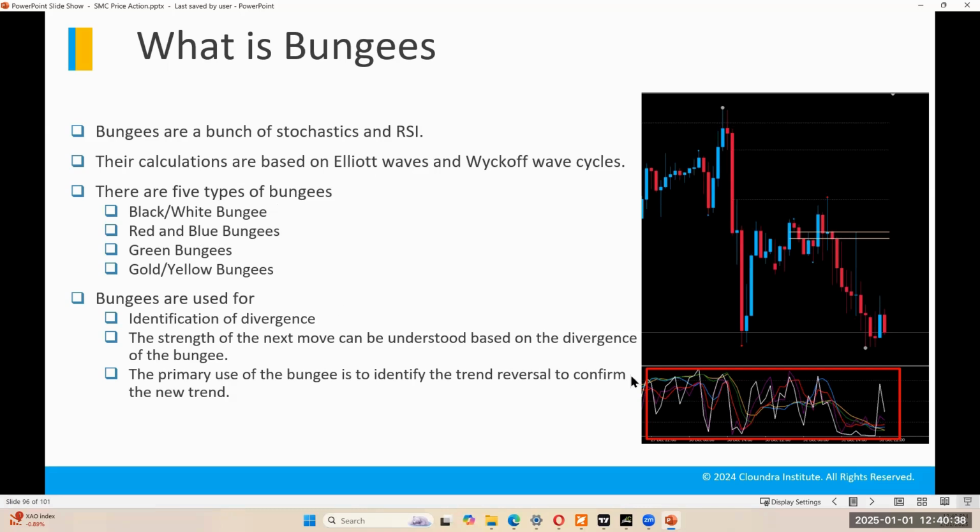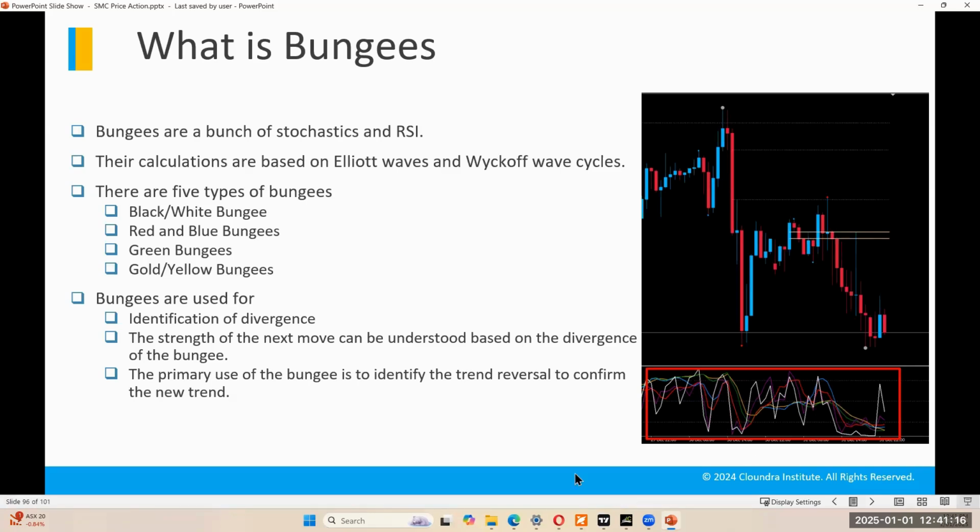Then we have red and blue bungees. It's very obvious to see in this picture. This is a red bungee and this is a blue bungee. We have a green bungee right up here, you can see. And then we have a gold or yellow bungee, which is also obvious to see here. Now, the black and white bungees have a very small degree, and you can see they go up and down very clearly and rapidly. They don't stay in an upper or reversal zone for longer than 4 or 5 periods. So they briefly go up and down, up and down, up and down.